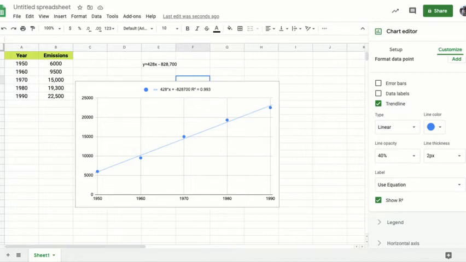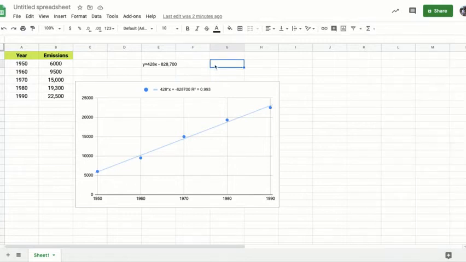Now they want us to estimate the emissions in 1978. So what we're going to do is, so 1978, click an empty box. I'm going to go equal sign 428 times 1978. I feel like I'm doing this wrong, but I'll be okay. No, I'm right. We're good. And there we go. So they wanted 1978.